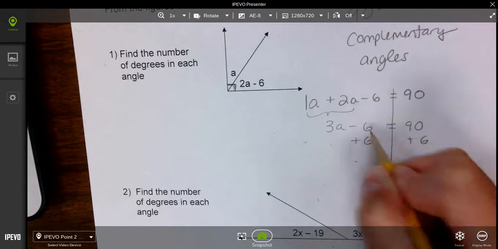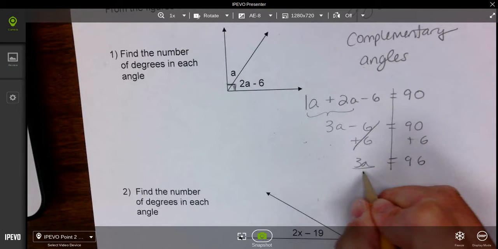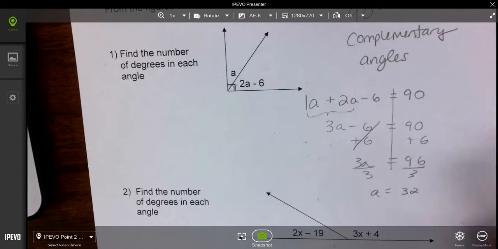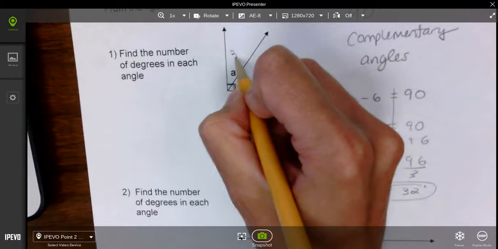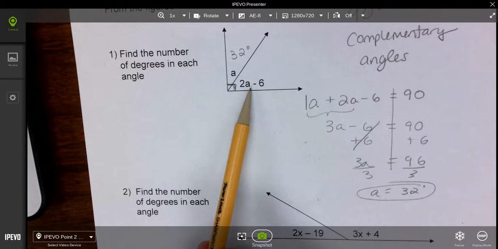Add 6 to each side, so I'm left with 3A is equal to 96. Divide each side by 3. A is equal to 32. I'm going to put a degree symbol there, circle my answer, go back up to my picture, always write my answer in my picture, and I'm still left to find this missing angle.